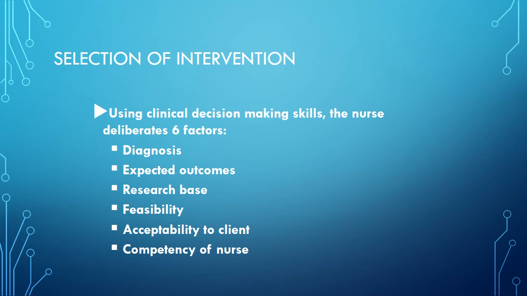So, for example, if you are a brand new nurse, you might not choose an intervention that requires you to do a procedure that you've never done before. You probably would get assistance for that particular intervention. Again, the intervention has to be feasible. We can't do everything in every clinical facility. What we can do in the hospital and what we can do in the home environment, for example, are quite different. And acceptability to our patient plays a role as well.